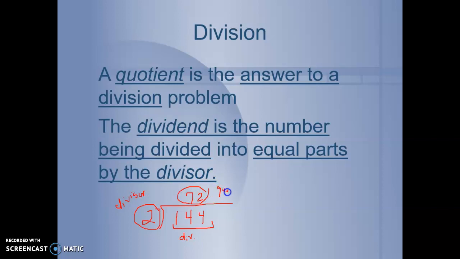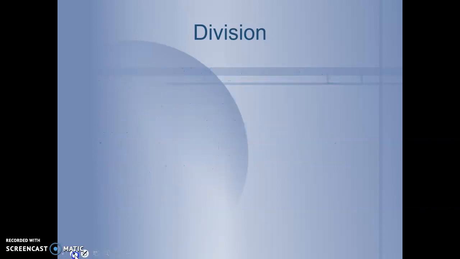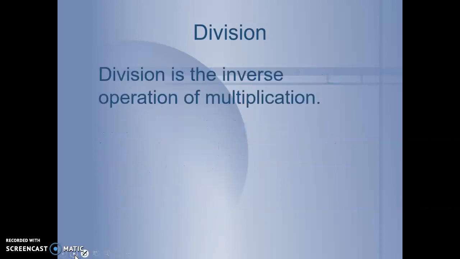And what this says is basically I have 144 of something, 144 things. And I want to divide it into groups of 2 or 2 groups, either way. Let's say I divide it into 2 groups. I'm going to have 72 in each group. That's basically what a division problem is. It is the opposite of multiplication. While in multiplication we were combining groups, now we're separating into equal groups. Division is what we call the inverse operation of multiplication. Multiplication combines into groups and division separates into groups.